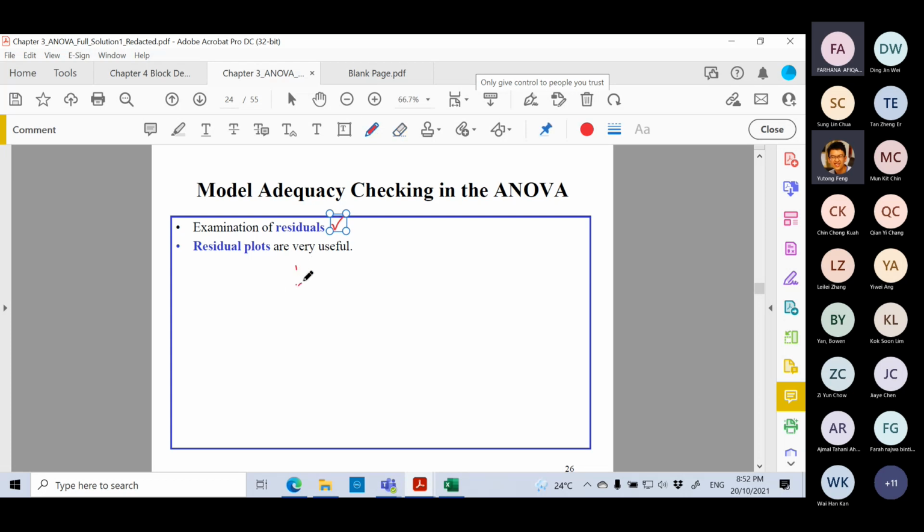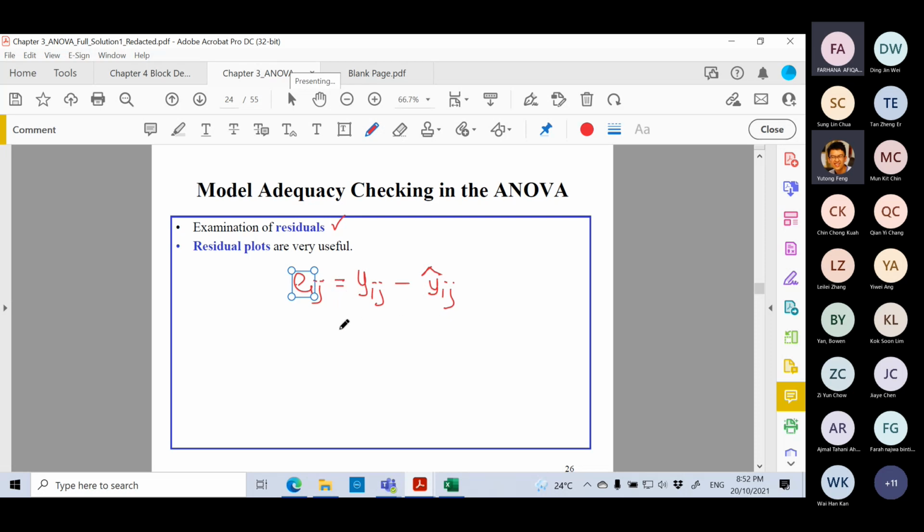Residue, we'll use the notation Eij. E stands for the residue here, and it will be equal to the observation minus the fitted equation. So the residue is given the notation Eij, equal to Y minus the fitted equation. This thing is called the residue.